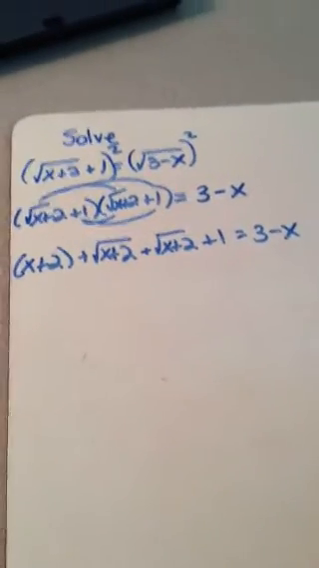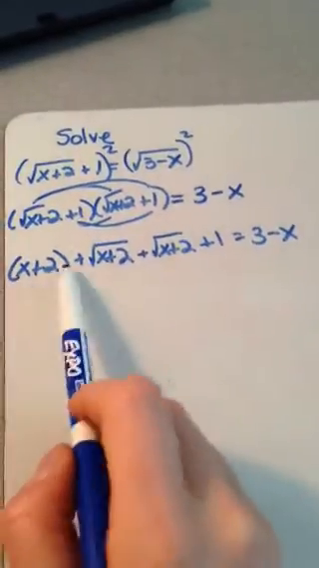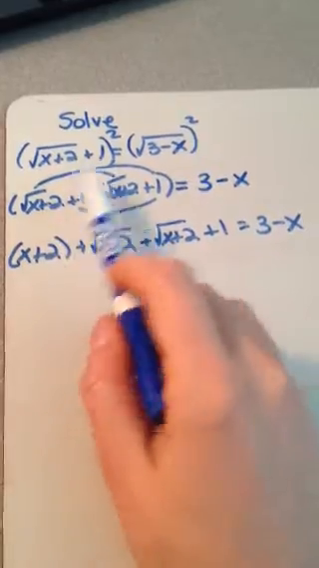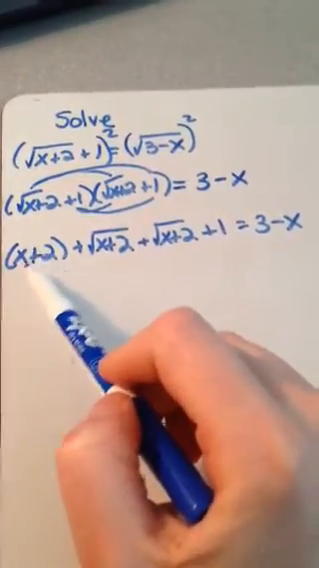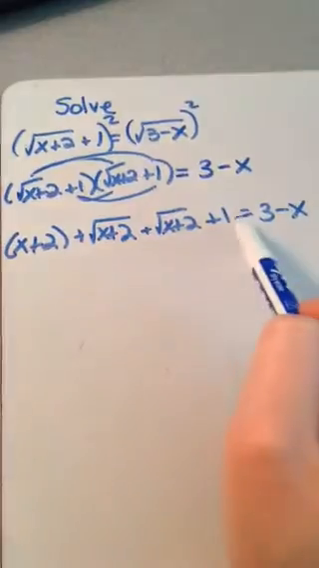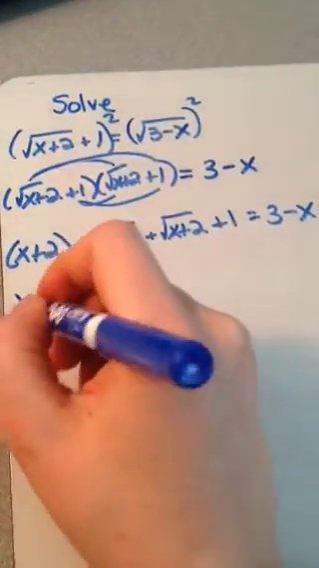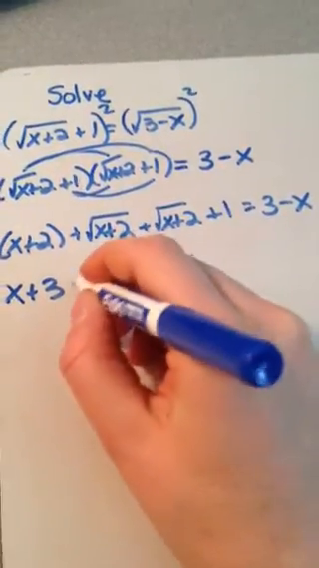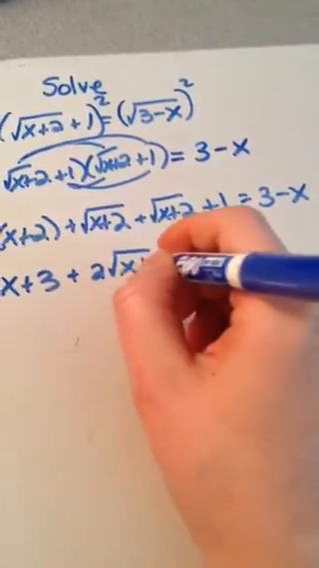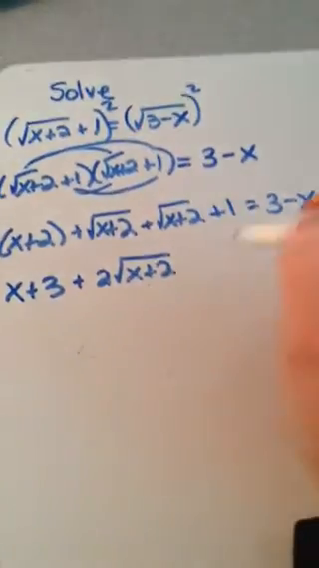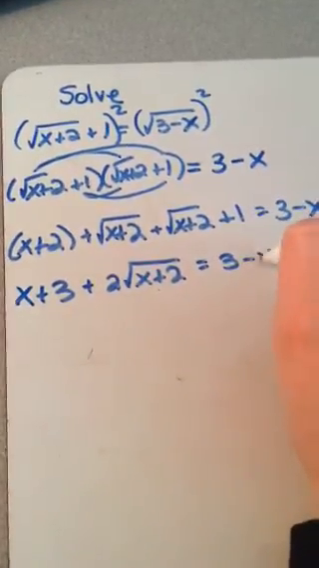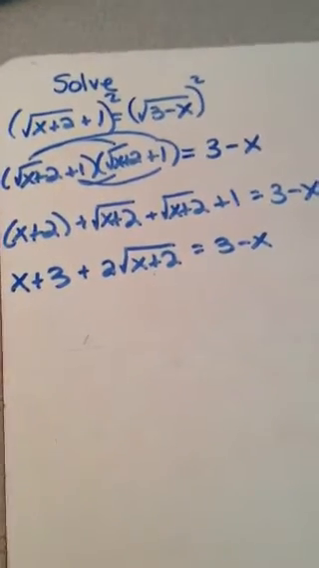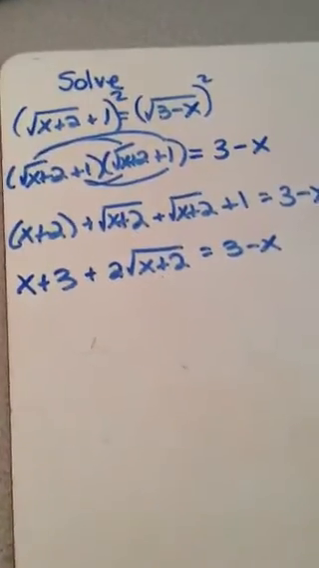Okay. Now I'm going to try to simplify. Right here, these parentheses, they don't mean multiplication. They're just showing you that the square root of x plus 2 times the square root of x plus 2, this is where that step came from. So I can actually combine like terms. x plus 2 plus 1 over here is going to give me the x plus 3. And since I have 2 of these, that's just going to be 2 times the square root of x plus 2, because I have 2 of them, equals 3 minus x. Okay. Now I've got my problem down to one radical symbol, which is what I wanted.